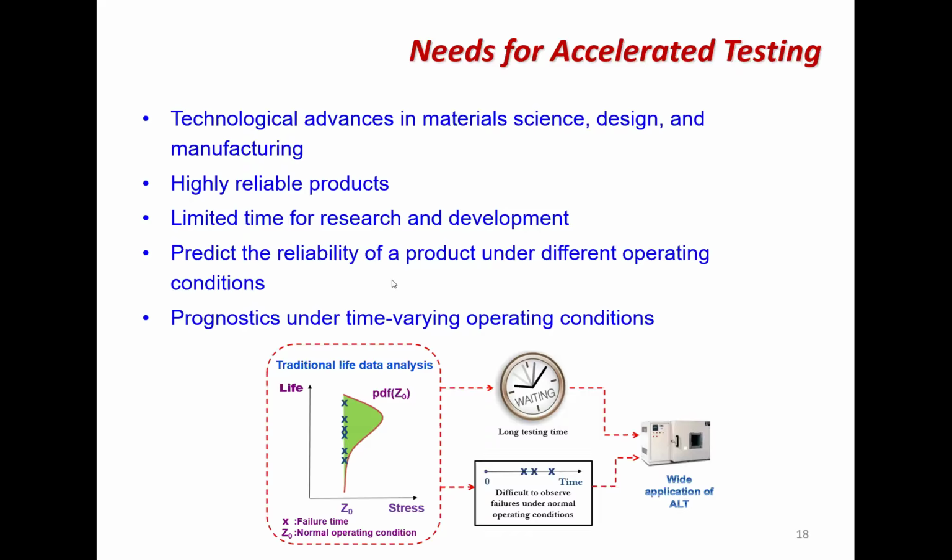And of course, another application is prognostics under time-varying operating conditions. So if you have already finished the design and launched the product to the market and people are going to use it, the operating condition may change over time, not fixed. Maybe the weather is going to change, relative humidity is going to change, the current is going to change. If those conditions are changing over time, how to predict the remaining useful life of your device is a very challenging problem.